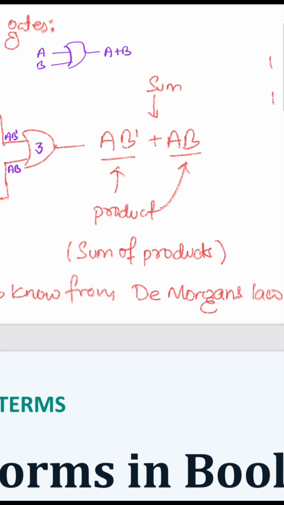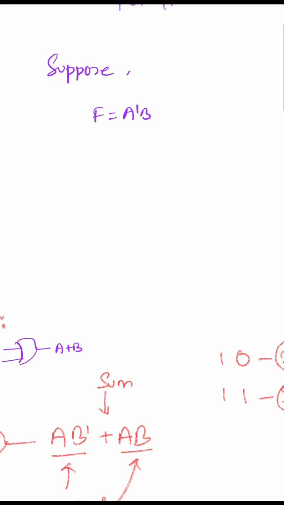And notice something important: in minterms, each variable appears exactly once, either in normal form or complemented form. These are all valid minterms. Each minterm represents exactly one row of a truth table where the output becomes 1.